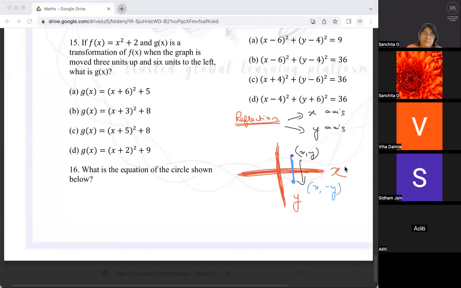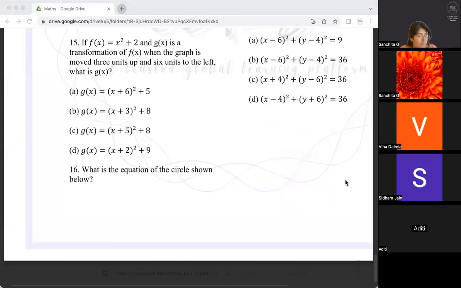Clear, guys? So let's maintain this. You can draw this for visualizing purposes. Let's write it down. Reflection across the x-axis, I'm going to write in short. My P, x comma y, will be P dash, the reflected coordinate, and it's going to be x comma negative y. Do you agree with me?